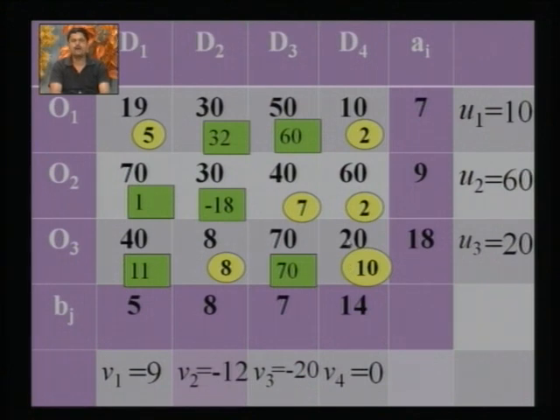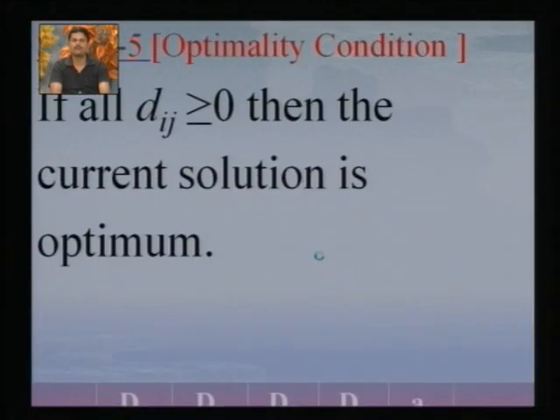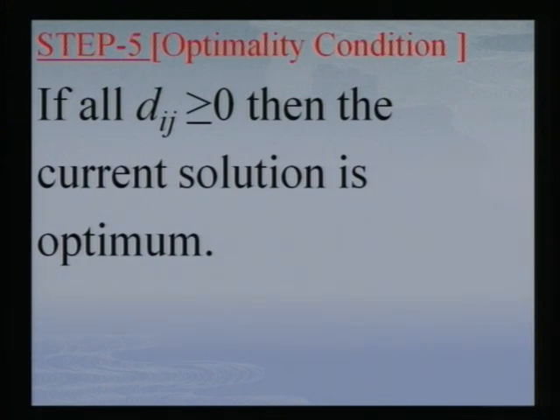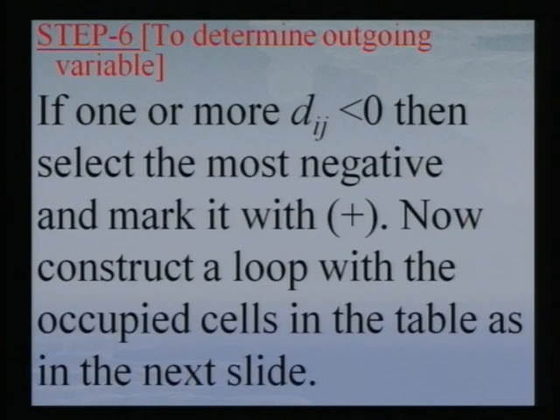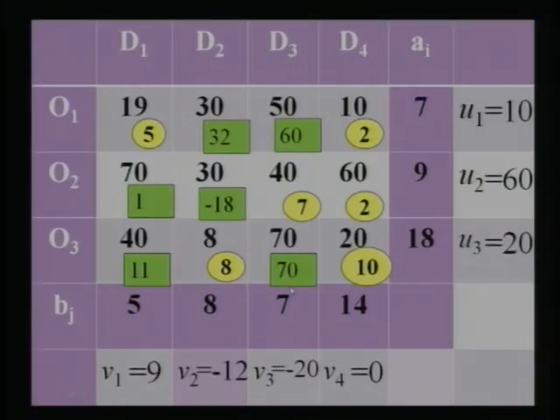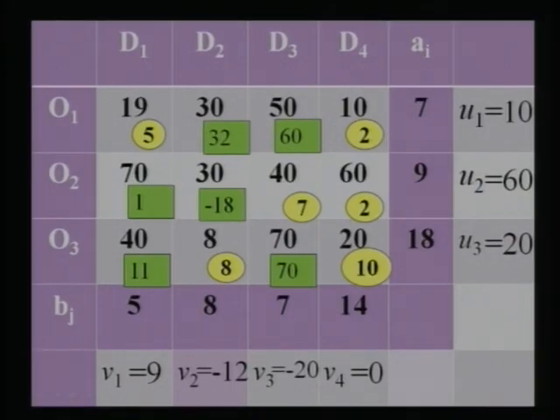The condition for optimality of the transportation problem is this: all Dij's are non-negative. What are Dij's? Those green values. So if all Dij's are greater than or equal to 0, then this current solution is optimum. But if one or more Dij's are negative, then the most negative one we will consider later.